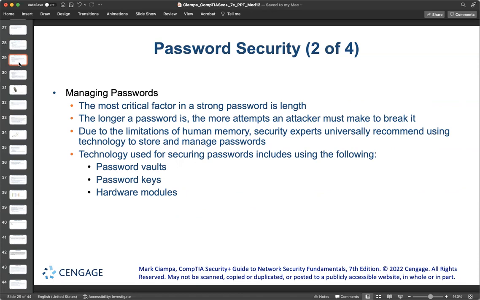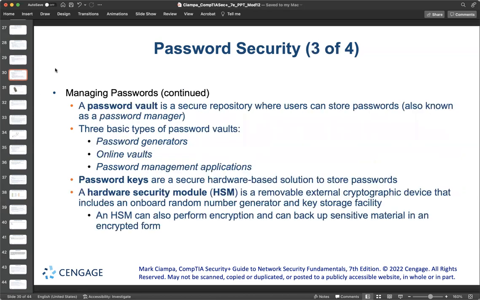So, due to the limitations of our memory, security experts universally recommend using technology to store and manage the password, because if that is a long password, we cannot memorize it. So they say, hey, use technology, right? Technology used for securing passwords can be password vaults, password keys, or hardware modules that actually keep your passwords.